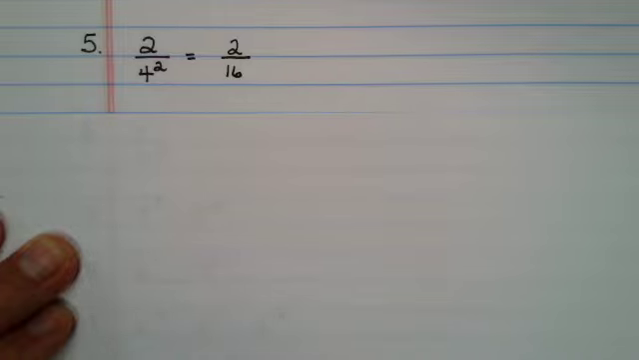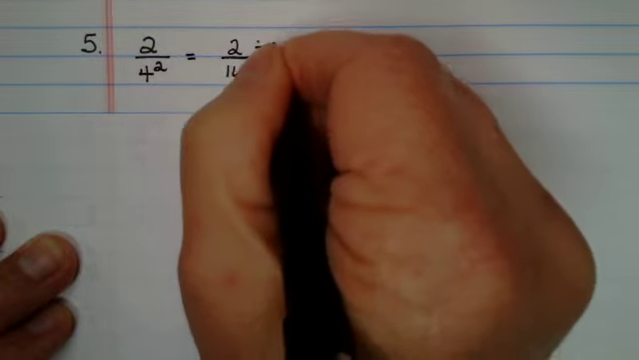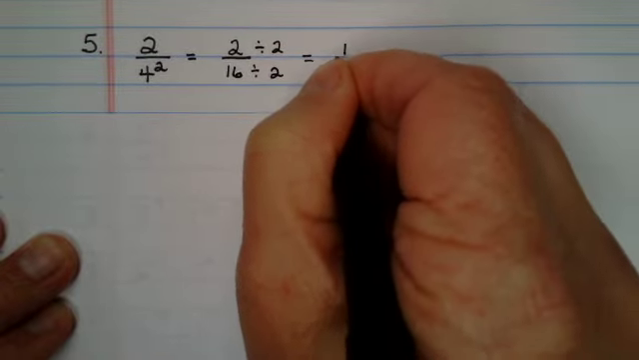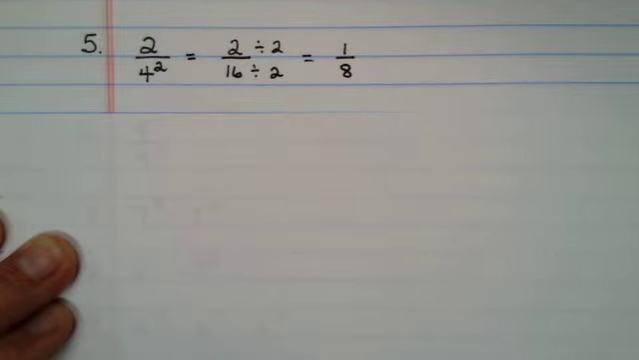I need to find a number that will go into 2 and 16, and divide both of those numbers by that. That will be 2. 2 divided by 2 is 1. 16 divided by 2 is 8. I'm simply going to get a fraction as my answer on this one.